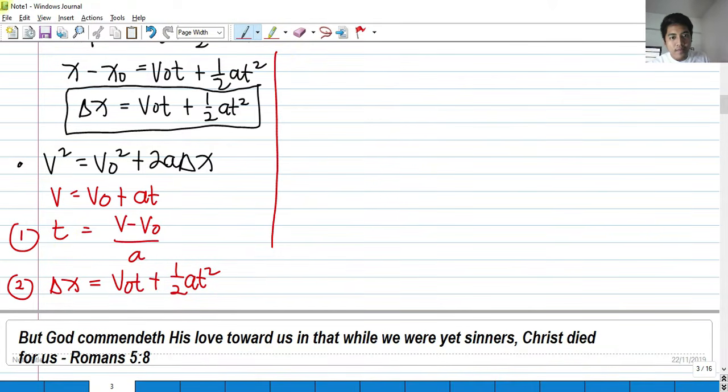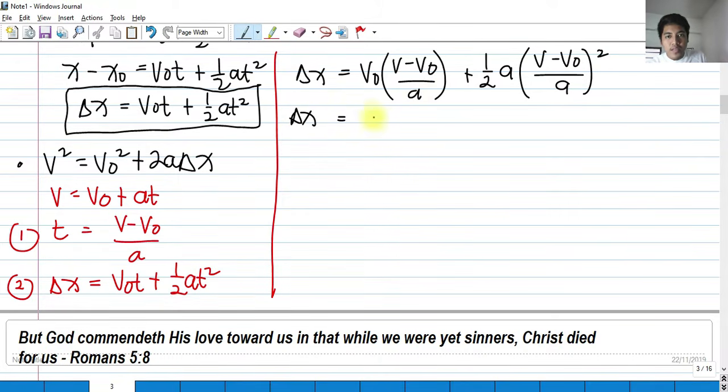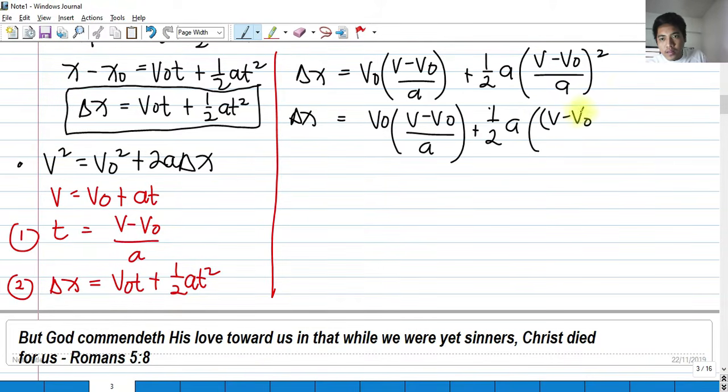I'm going to substitute the value of t on our second equation. So delta x is equal now to v naught times the time, which is v minus v naught over a, plus 1 half a times t, which is v minus v naught over a, squared. Don't forget that this time is squared. So we have delta x is equal to v naught times v minus v naught over a, plus 1 half a times v minus v naught, all squared.